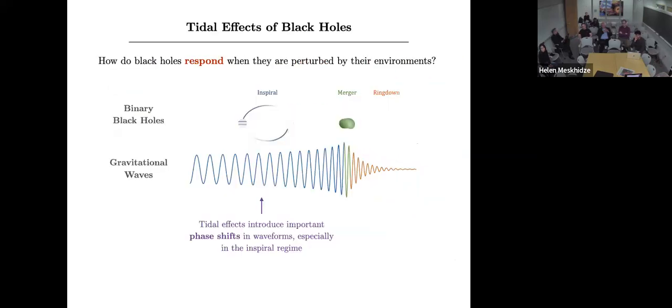So when we talk about Love numbers, the only well-defined regime is the inspiral phase before they merge. So the Love numbers will leave their imprint in the phase shift. It will introduce phases. It also affects the amplitude, but in GW astronomy, we're mostly sensitive to phase coherence. And so it's the shift in the phases that matters most.